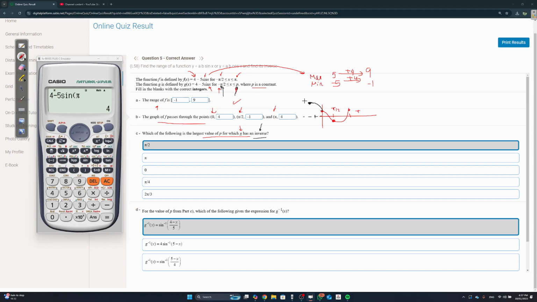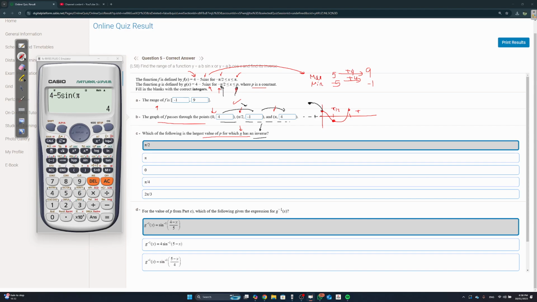Remember, for which it has an inverse, if you want my advice, just looking here, it's usually the middle one. Usually. But I'm not going to tell you this because I think in the exam it wasn't the middle one. Take a look here. From 4 to -1, what did you do? You decreased.